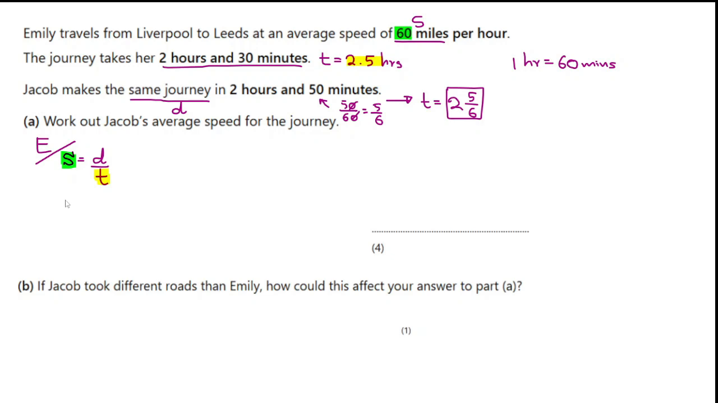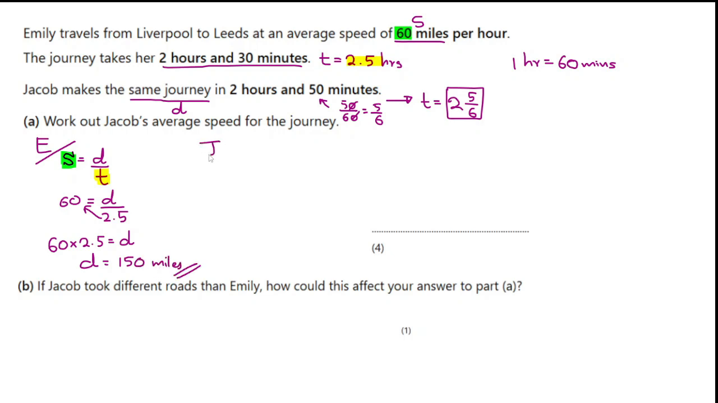So let's do this. 60 is equal to D divided by 2.5. Division by 2.5 becomes multiplication. 60 times 2.5 is equal to D. So the distance is 150 miles.